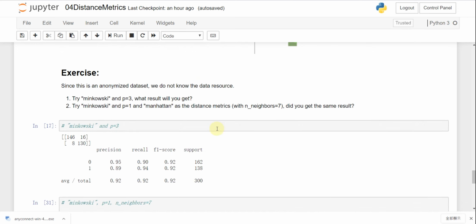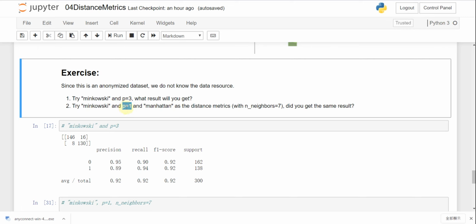So the next part is a challenge for you. Try a Minkowski distance with p as 3, so degree 3 Minkowski, and let's see what you get. After that, try a Minkowski with p as 1. Minkowski with degree 1 is Manhattan, right? That is one machine learning model, and then try to use Manhattan as another model.